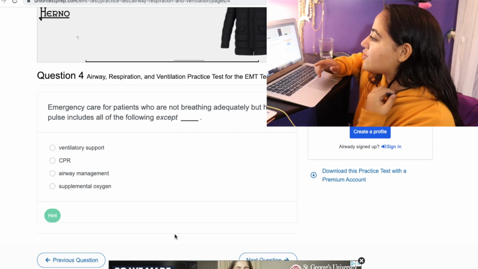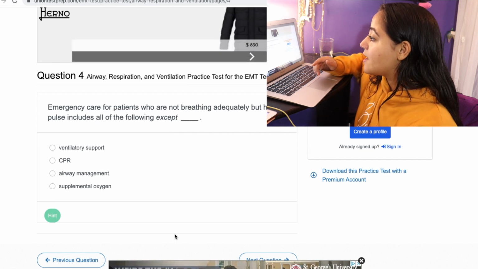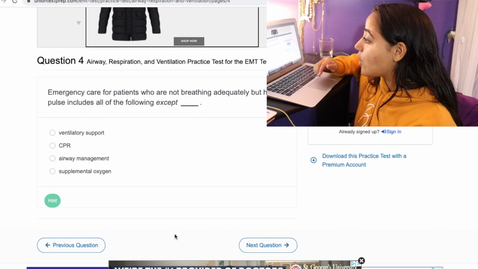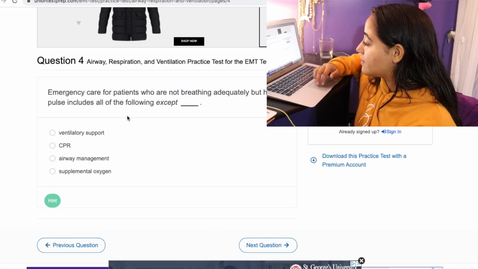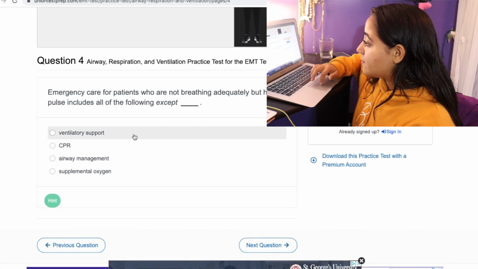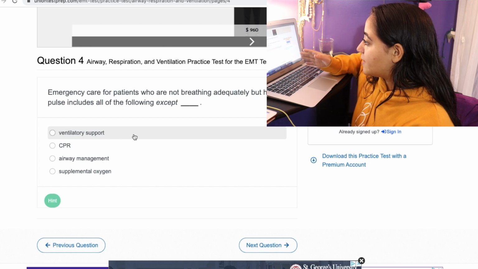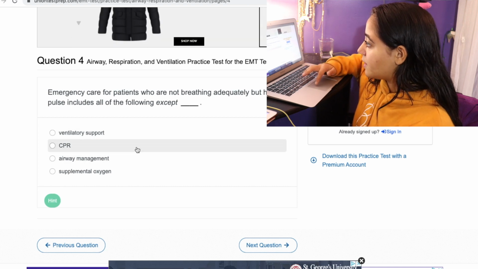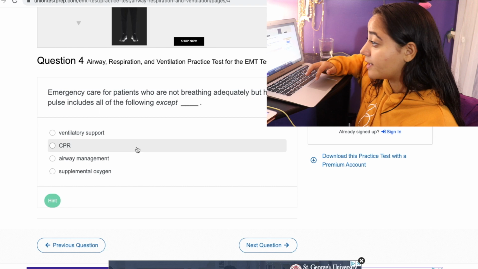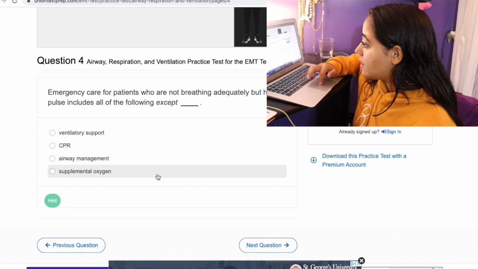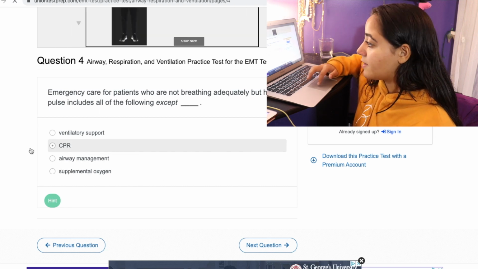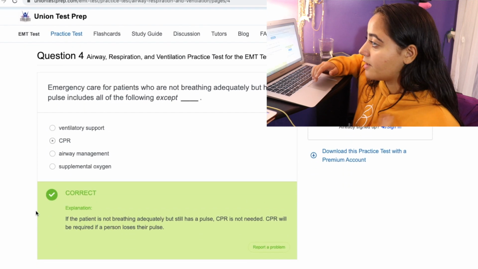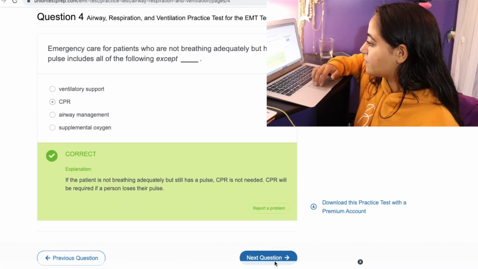Emergency care for patients who are not breathing adequately but have a pulse includes all of the following except ventilation support. That's definitely what they need because they're not breathing. CPR is only for people with cardiac arrest. Airway management is a supplemental option, so I'm guessing CPR because they're not in cardiac arrest.